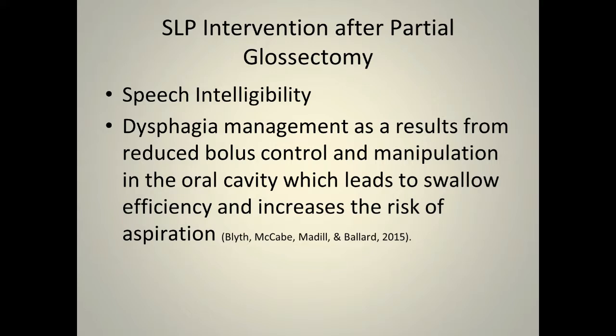There are two main impairments after partial glossectomy. The first, dysfunction in speech following a partial glossectomy, arises from altered articulation and change in mid-sagittal grooving, leading to a perceived reduction in speech intelligibility. The second, dysphagia, results from reduced bolus control and manipulation in the oral cavity, which impacts swallowing efficiency and increases the risk of aspiration.